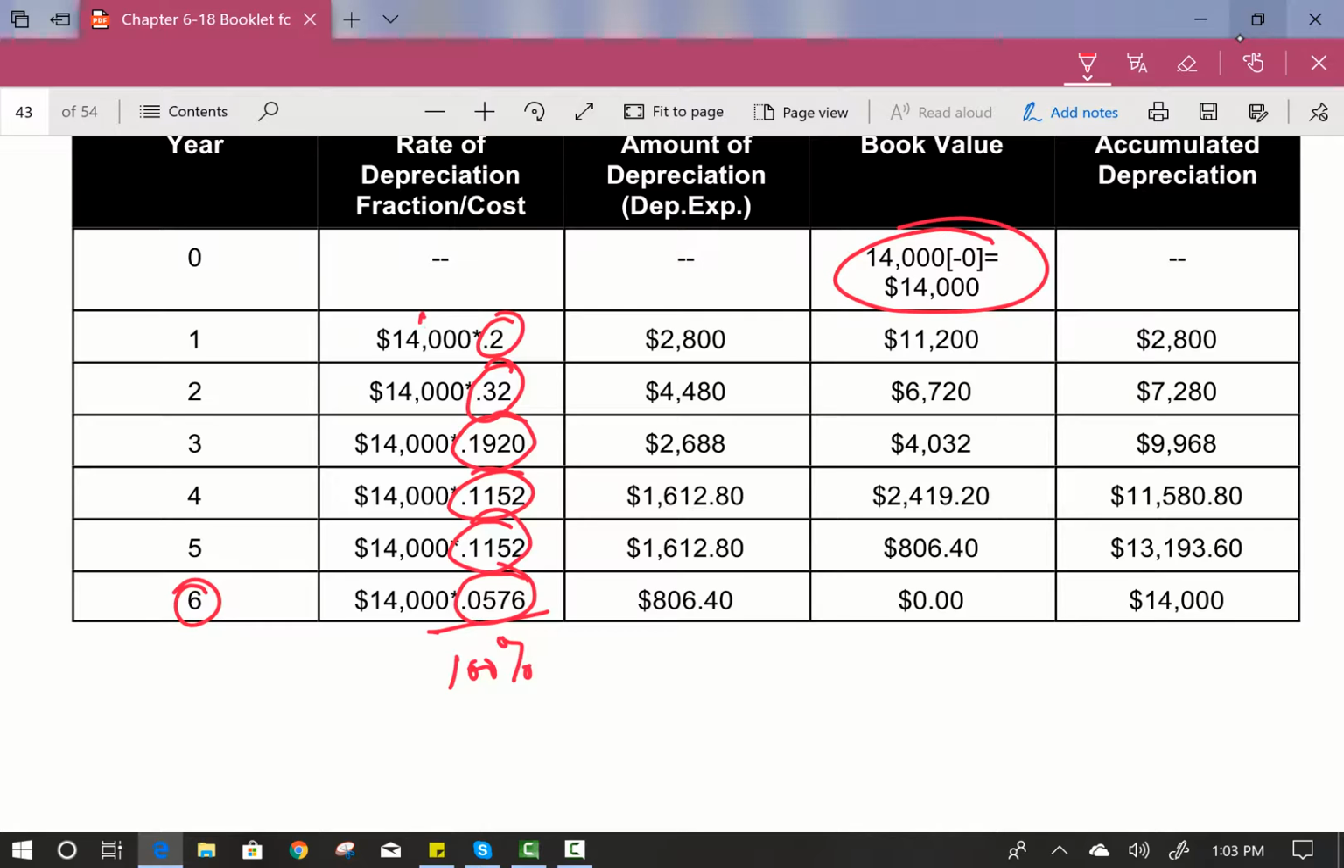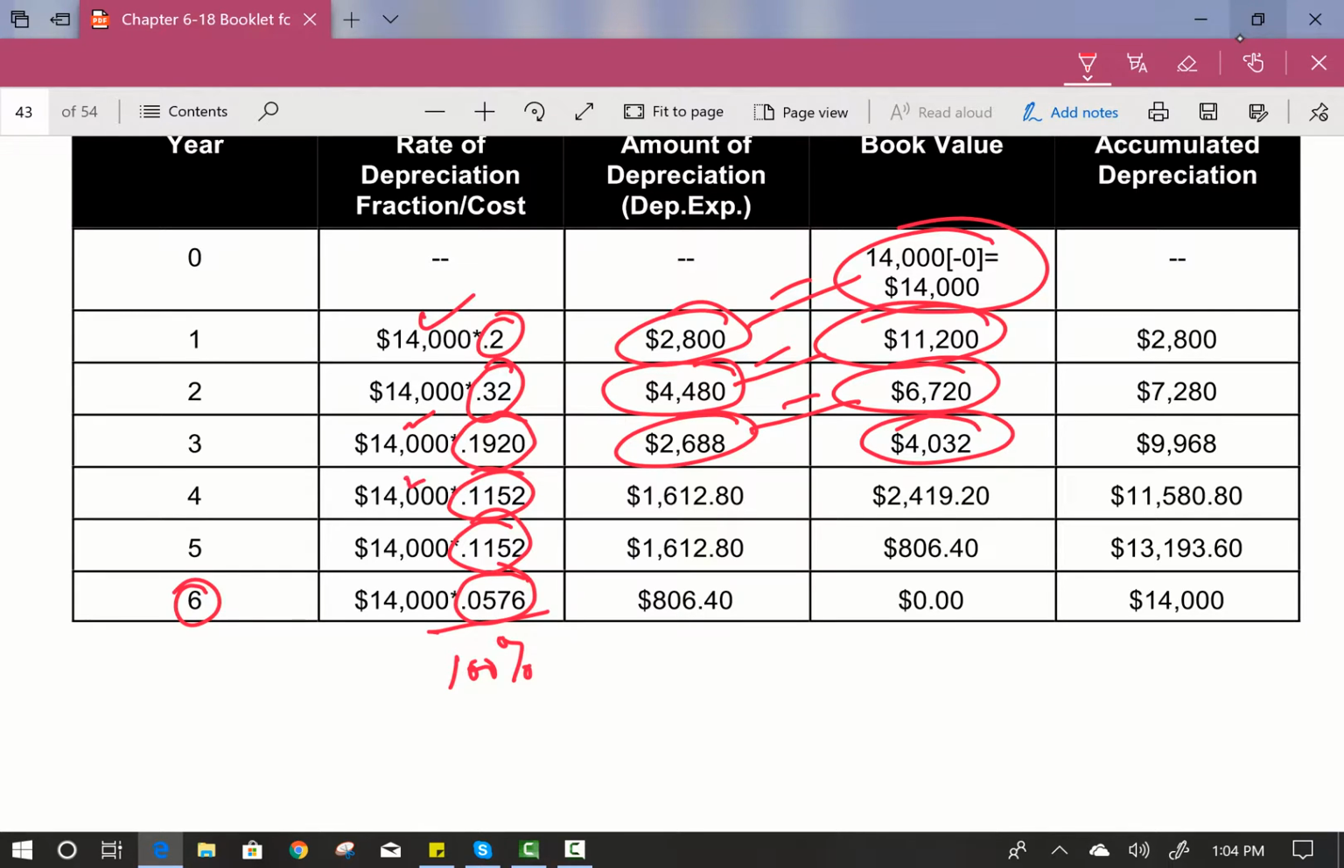So we use $14,000 and take it times the first year percentage of 0.2 to give us $2,800. Then subtract $2,800 from $14,000 to give us a book value of $11,200. Okay, then we take $14,000 again times 32%. That equals $4,480. Subtract $4,480 from $11,200 to give us $6,720. Then we take $14,000 again times 0.1920 after you move the decimal point 2 places left. That gives us $2,688. Subtract that from $6,720 to give us $4,032.